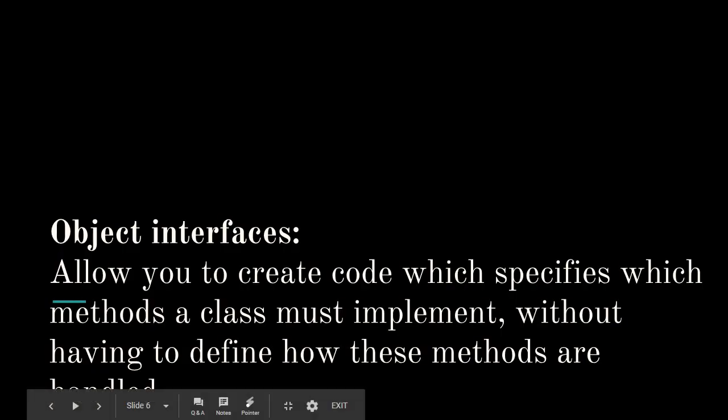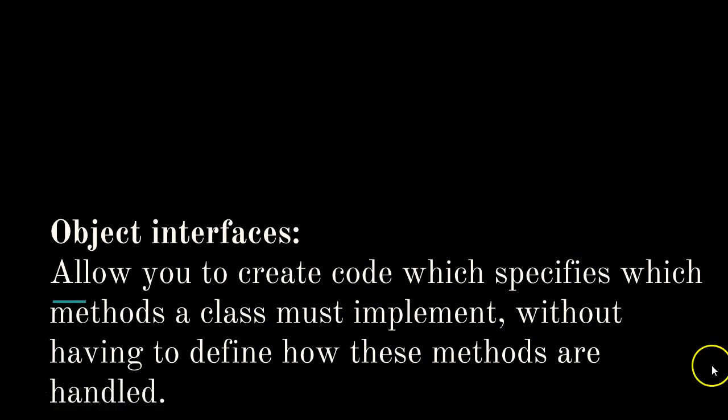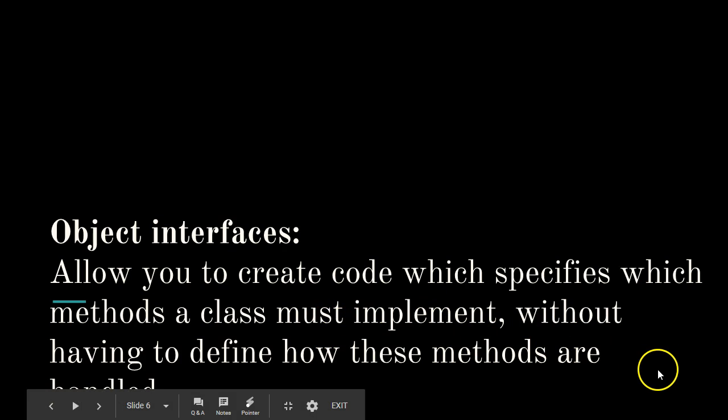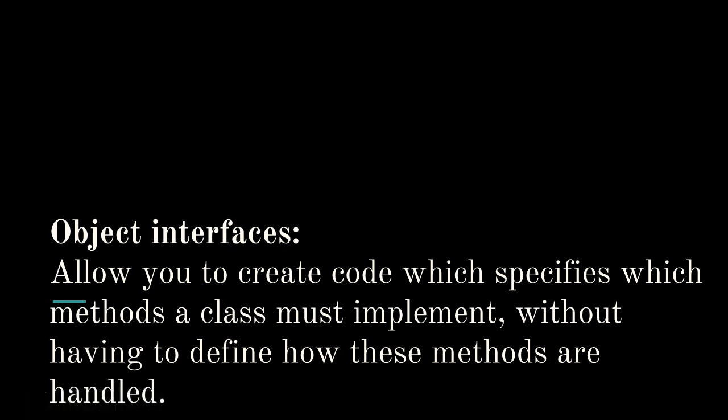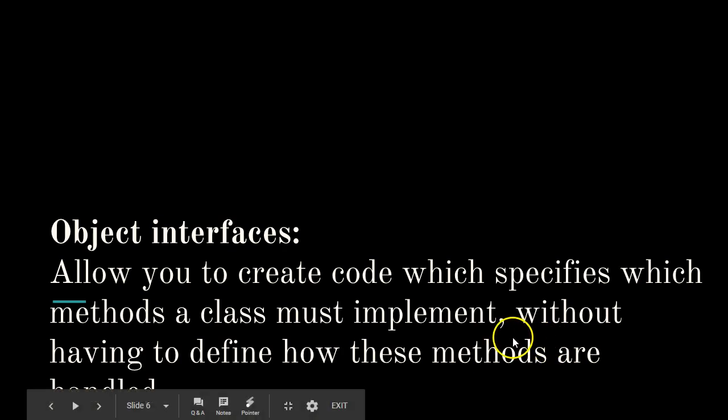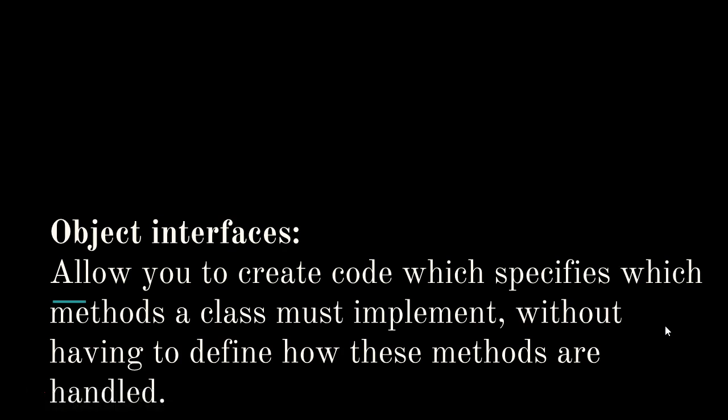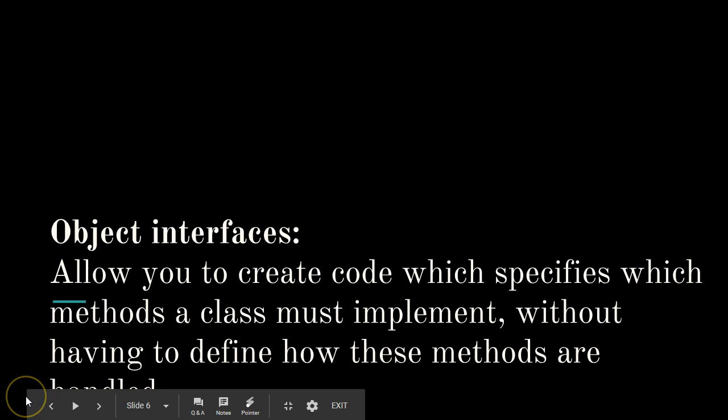An object interface allows you to create code which specifies which methods a class must implement without having to define how these methods are handled. So basically an interface looks exactly like a class. The only thing is that the functions inside that interface are empty. But any class that tries to extend that interface must define those functions and add whatever they want inside them, but the functions that are present in the interface must be present in the classes that are extending them.